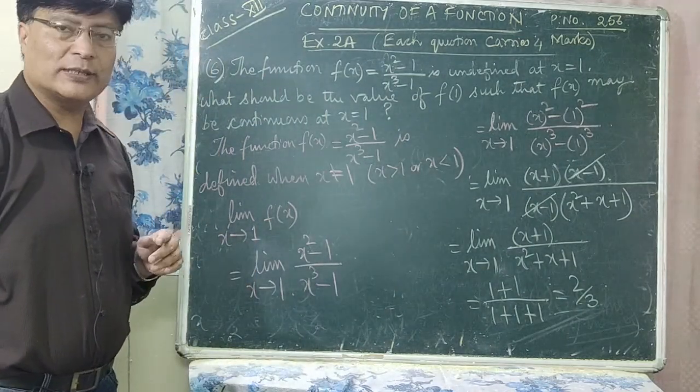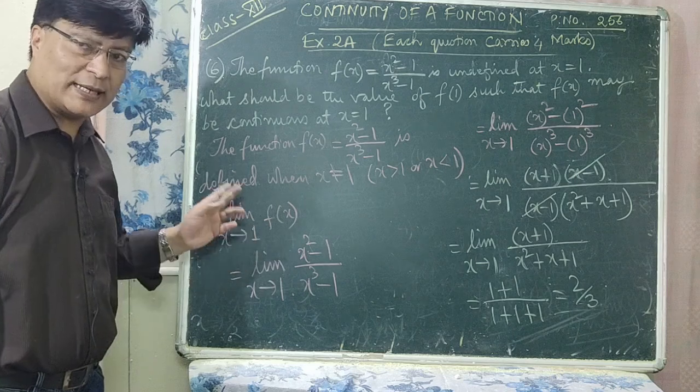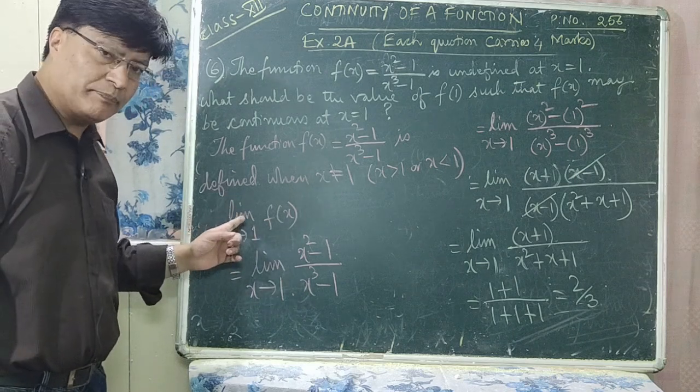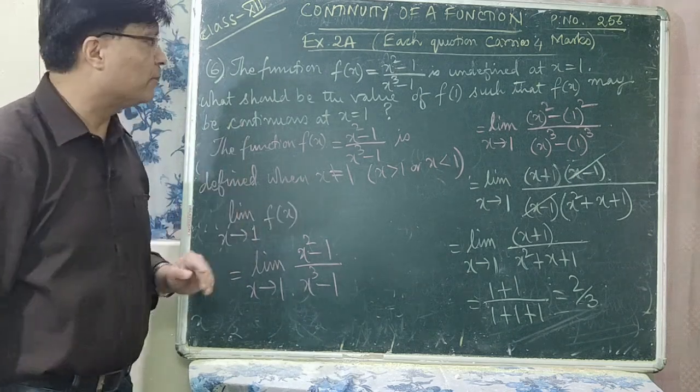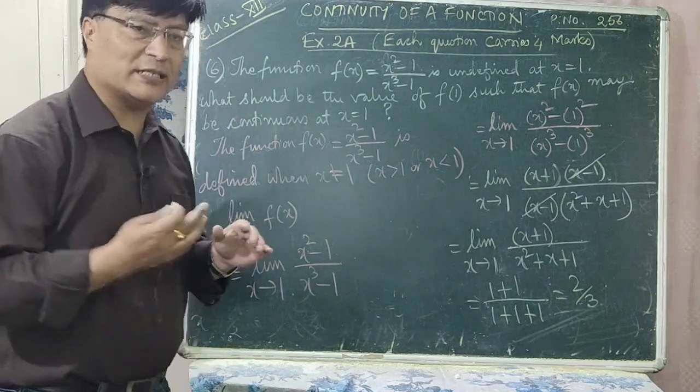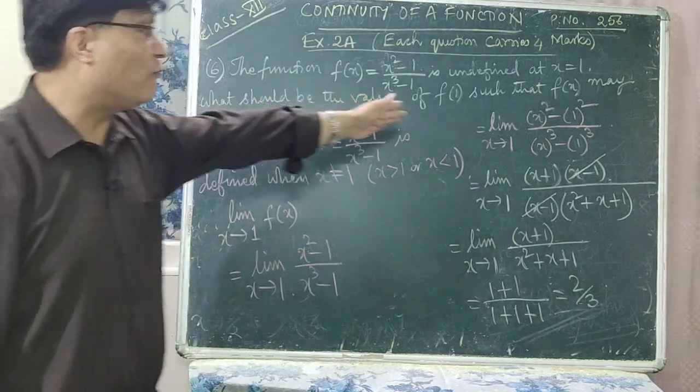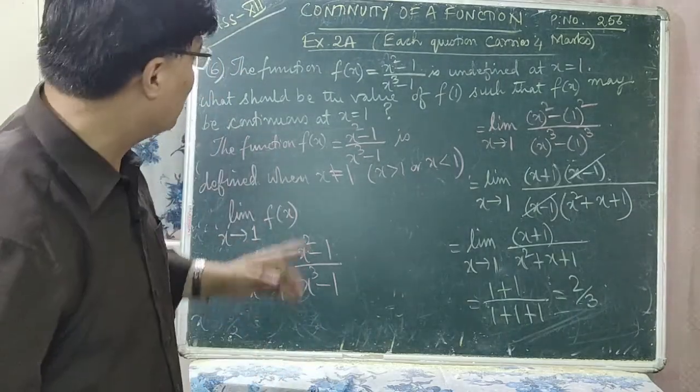So I think you have understood it. Both right hand limit and left hand limit are included out here. So what is this value? It is 2 by 3. Now what is to be determined? What should be the value for f of 1 such that f of x may be continuous at x is equal to 1?